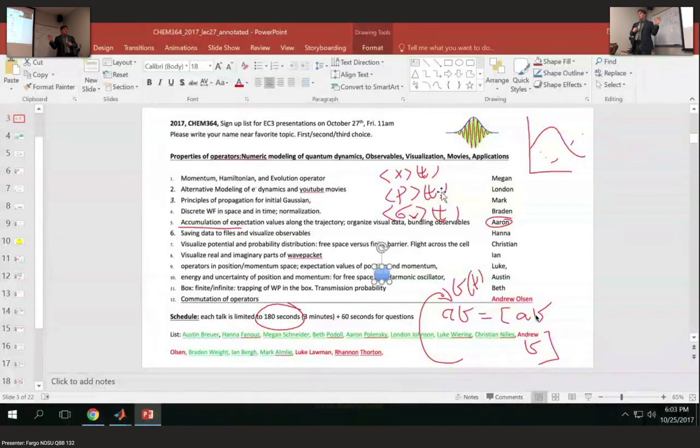How do we define finite box and barrier? Yes.